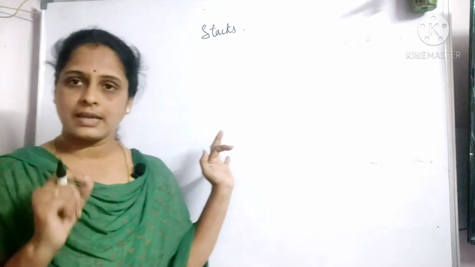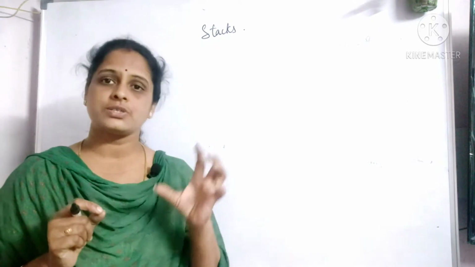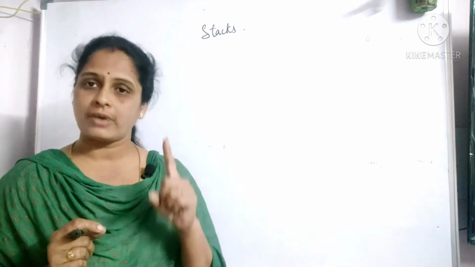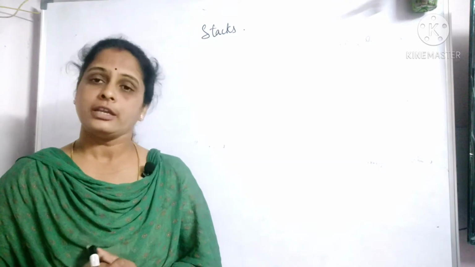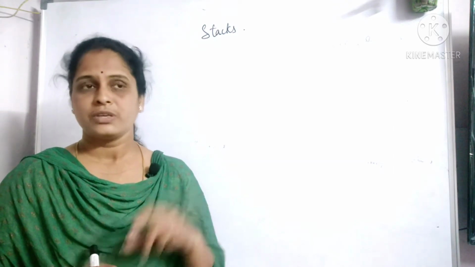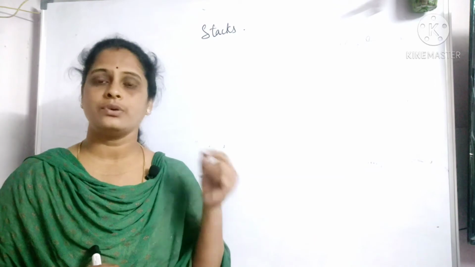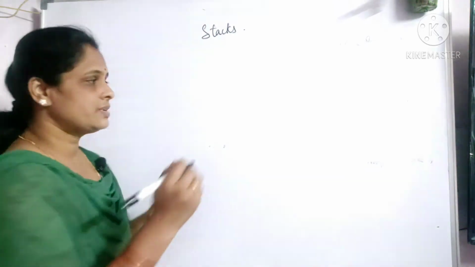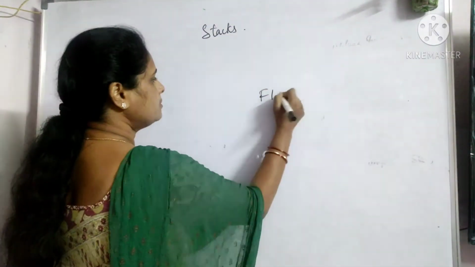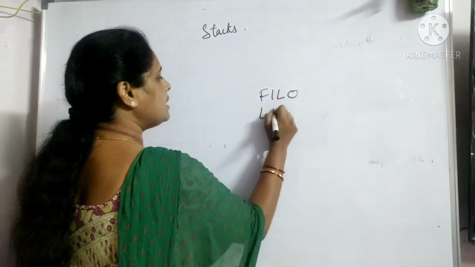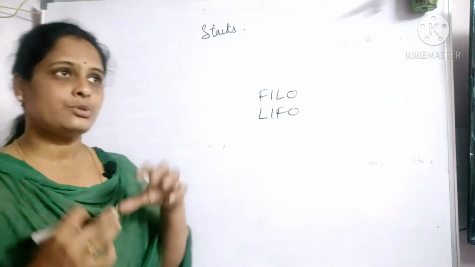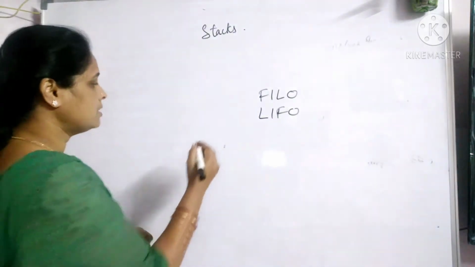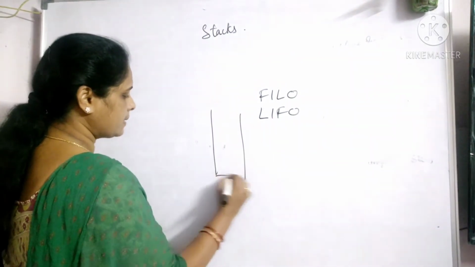So a stack is a data structure where insertions and deletions are done from one end only. That end is called the top. It follows a mechanism like first in, last out, or last in, first out. Right? Now, coming to a diagrammatic representation, suppose this is the stack.